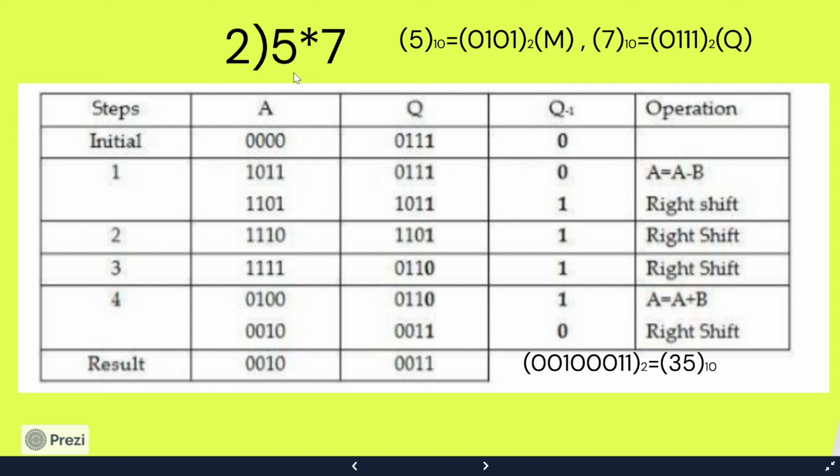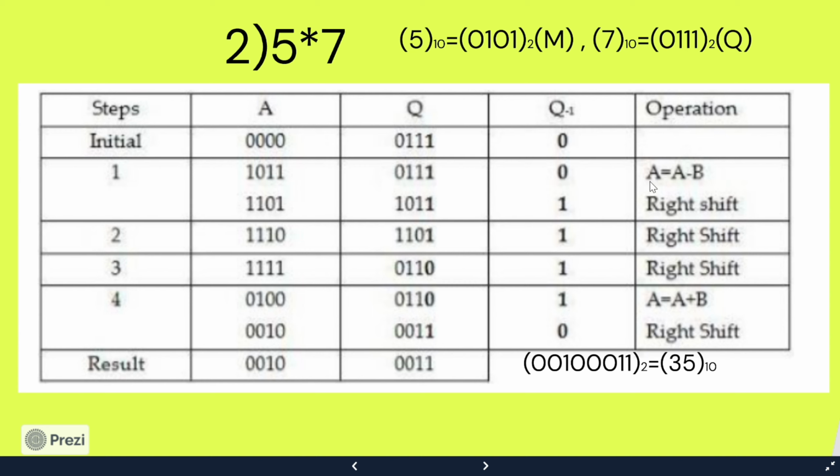Now let's move to a second example, that is 5 multiplied with 7. First of all, we will convert the 5 that is present in decimal form to binary form 0101, that is equal to value of M. Now we will convert the value 7 that is present in decimal form to binary form 0111, that is equal to value of Q. After applying the initial value of A, we will get 0000, value of Q equal to 0111 and value of Q minus 1 equal to 0. The value of Q0 equal to 1 and value of Q minus 1 equal to 0.